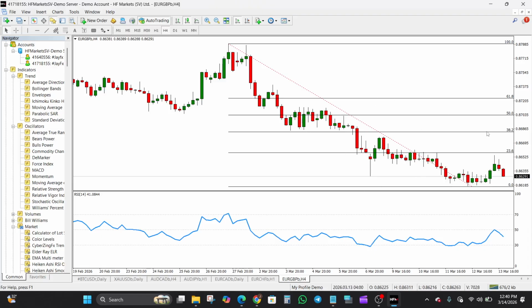So if we have a retracement to either of these three, and then we have the RSI at the 70 level crossing down, we're going to be looking out for a sell signal.